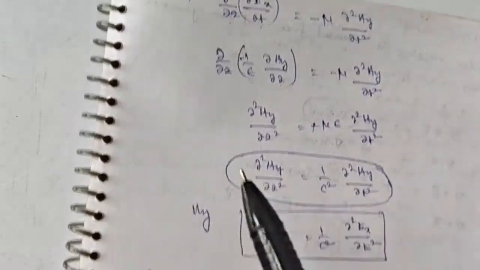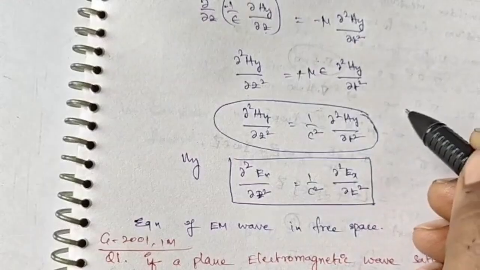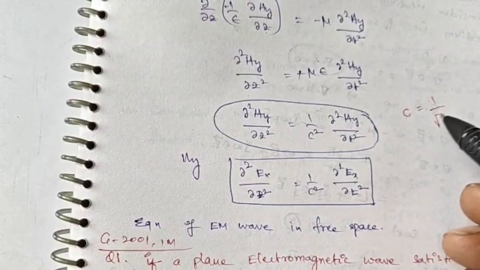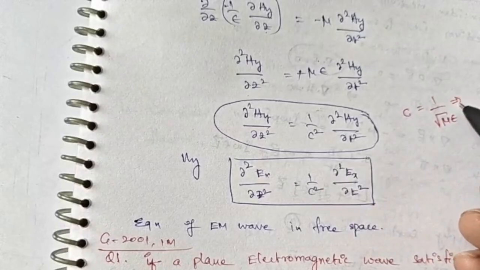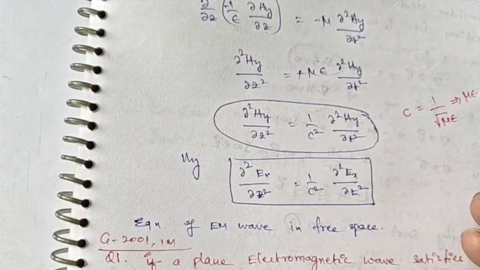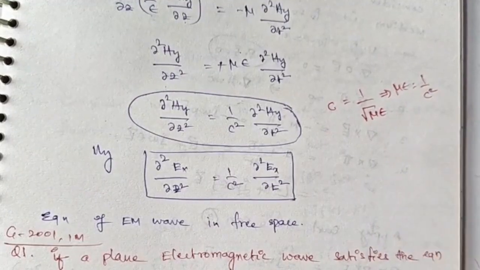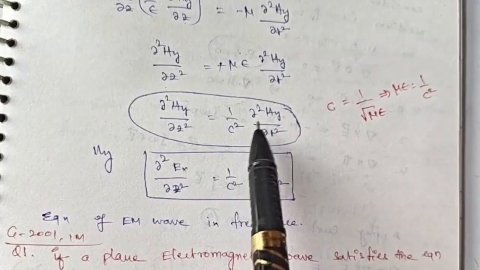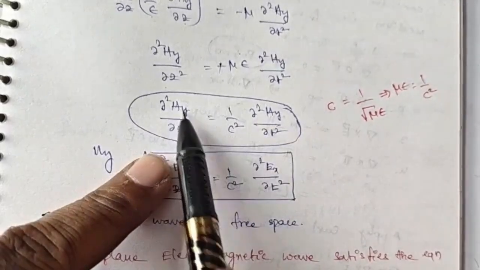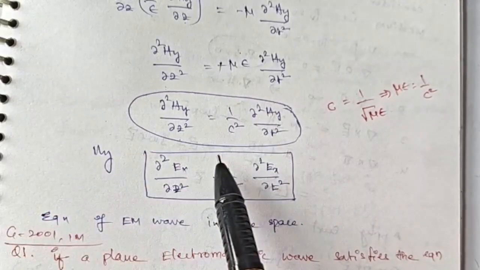t². Now the velocity of light formula is c equal to 1 by square root of μ epsilon, right? So from this I can write μ epsilon is equal to 1 by c². That's why in place of μ epsilon I have written 1 by c²: ∂²Hy/∂z² equal to 1 by c² ∂²Hy/∂t².